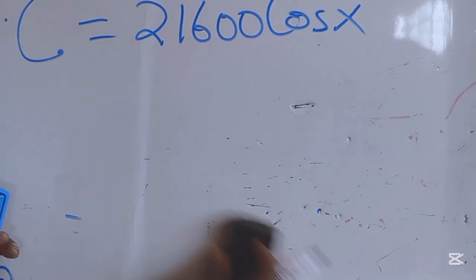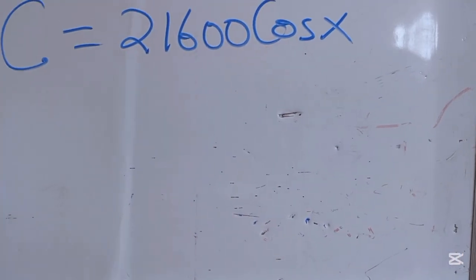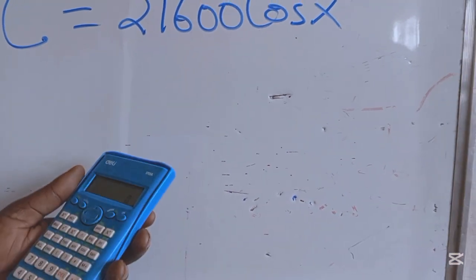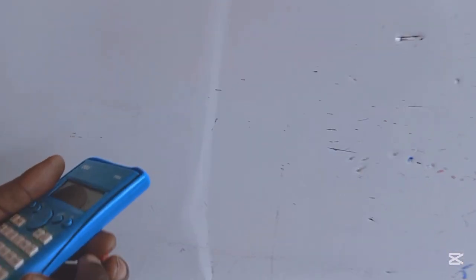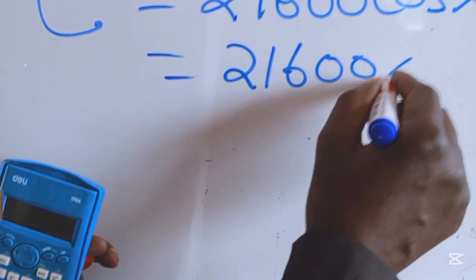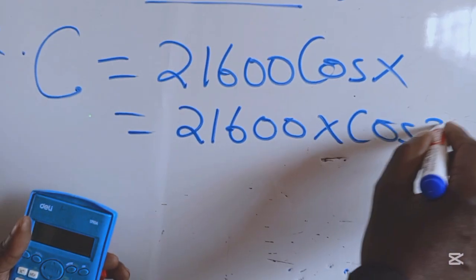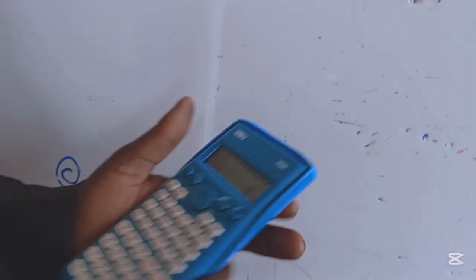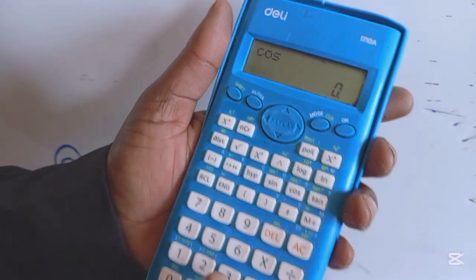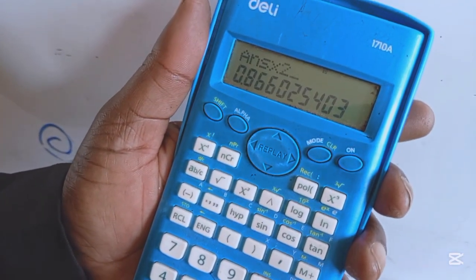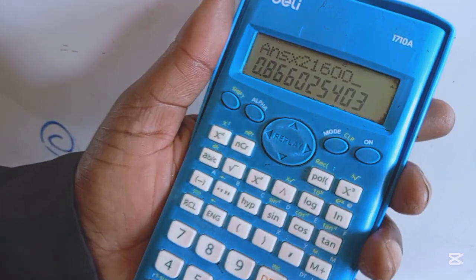Let's multiply using a calculator. This is as good as just saying 21,600 multiplied by cos 30 degrees. So now we are going to see how we can use that. You start with cos, I love to start with cos, which gives that. Then I multiply this by 21,600, and of course you get the same.